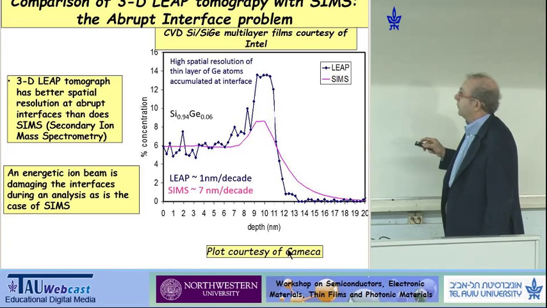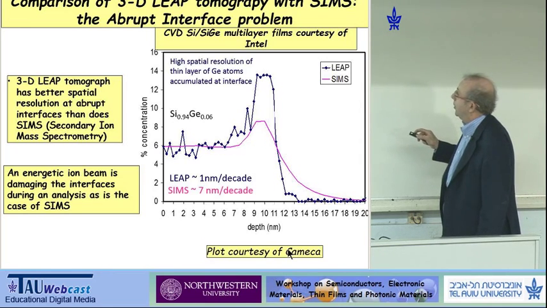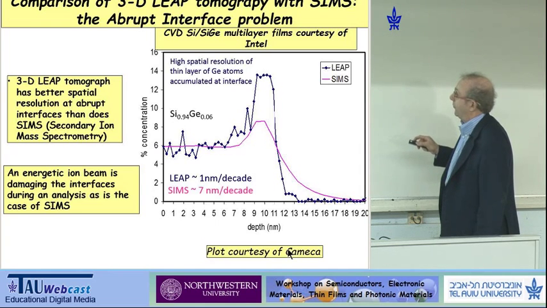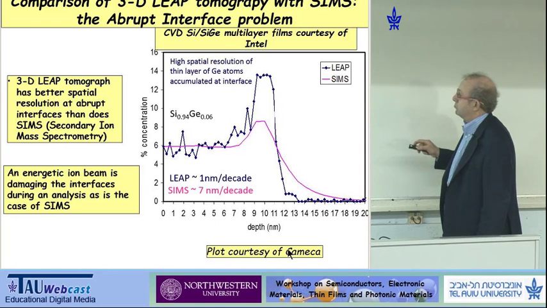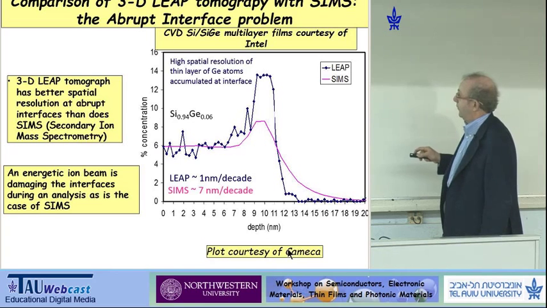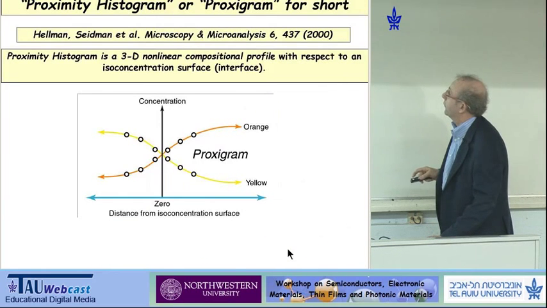And you can see with the data in blue, there's noise in it, of course, because the signal is smaller than in SIMS, but you'll notice how quickly the signal drops as you hit the interface. Whereas in the case of the SIMS, you notice how broad the interface is. So for LEAP, in 1 nanometer, it drops a decade, whereas it takes 7 nanometers per decade for the SIMS. This came from Kamika. We didn't do this.